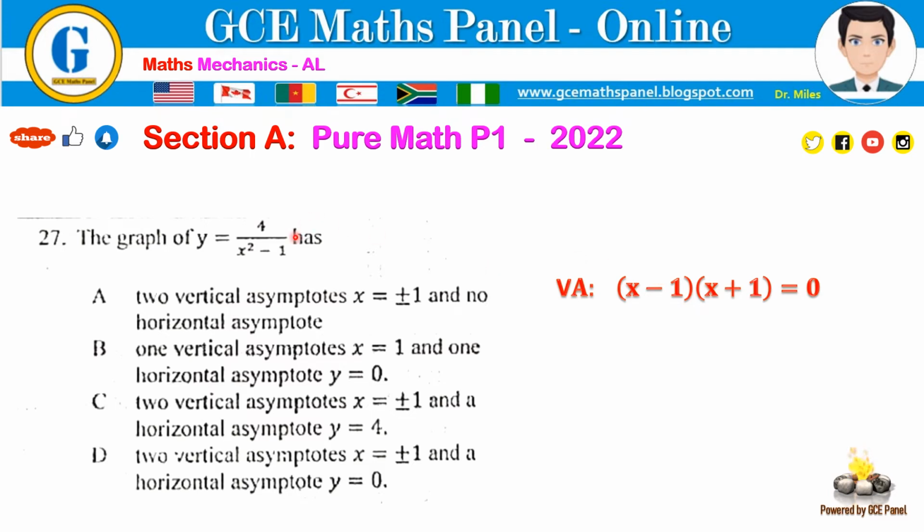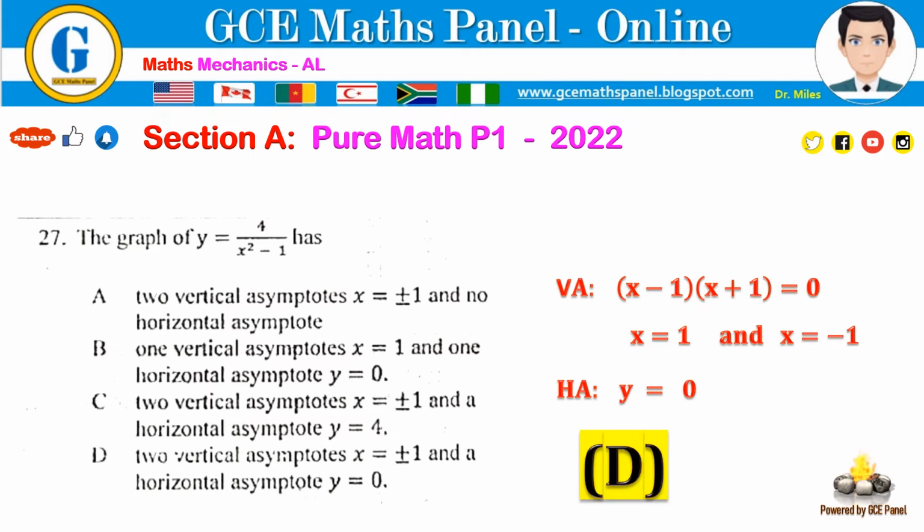Then for the horizontal asymptote, take the limit as x tends to infinity. As x tends to infinity, here you have 4 over infinity, which is equal to 0. So it has a horizontal asymptote at y equals 0. So those are the three asymptotes that it has. And our key here is D.